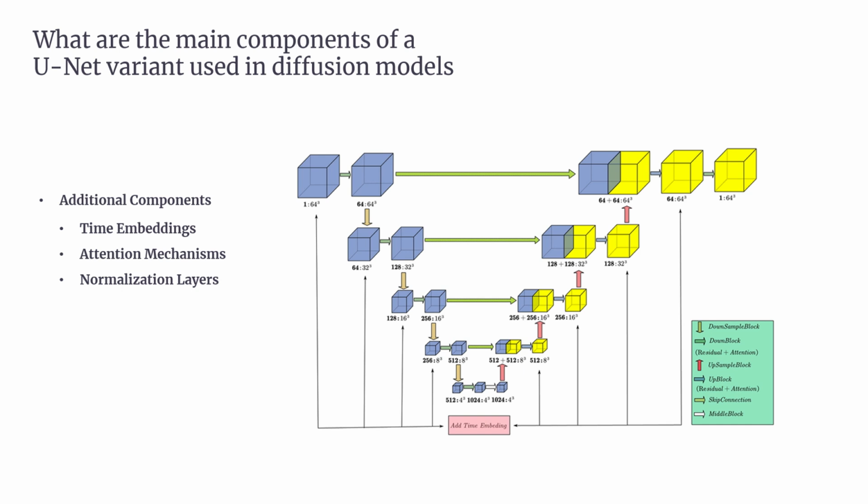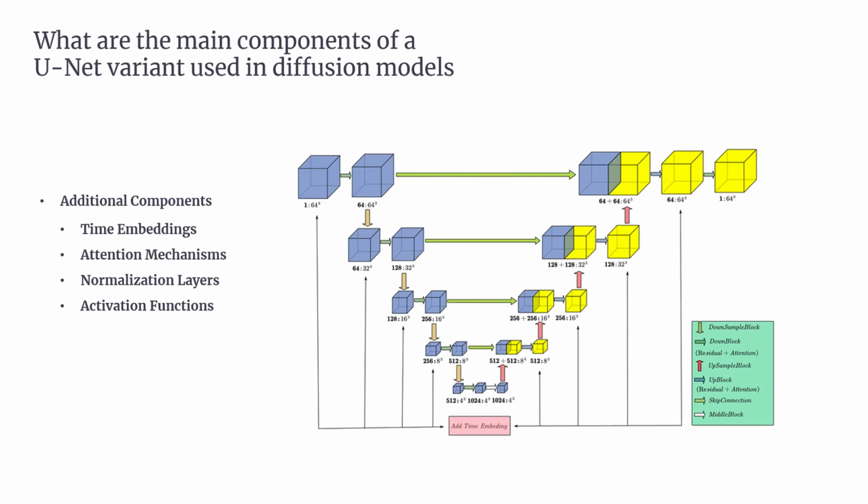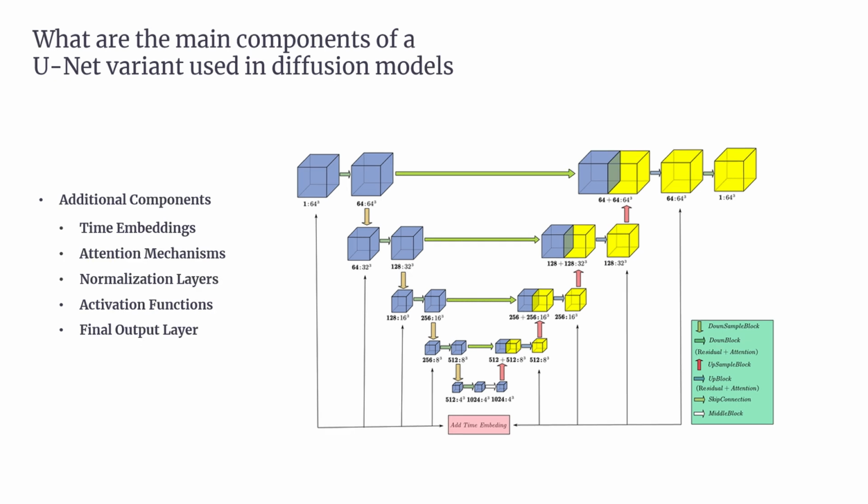2. Attention mechanisms. Attention layers, such as self-attention or cross-attention, are added to the U-Net at higher resolutions or in the bottleneck. These mechanisms allow the model to capture global context, meaning the model can focus on distant parts of the image when making predictions, improving the quality of the generated output. 3. Normalization layers. Group normalization or layer normalization are used throughout the network. These layers help stabilize training, making the model more robust and faster to converge.